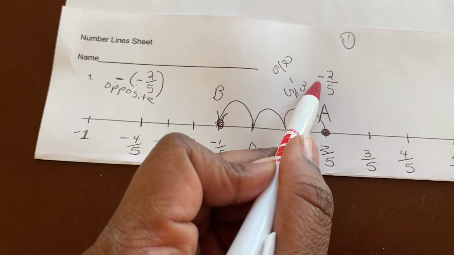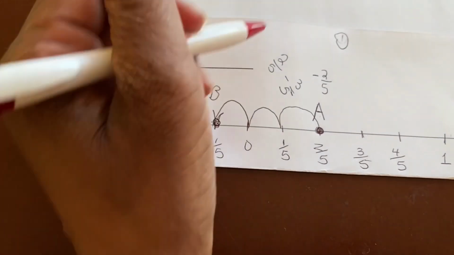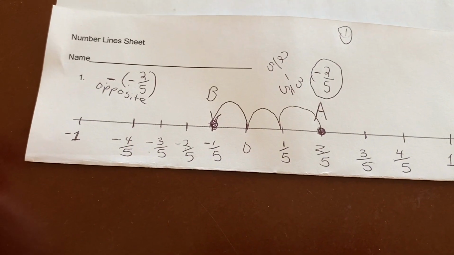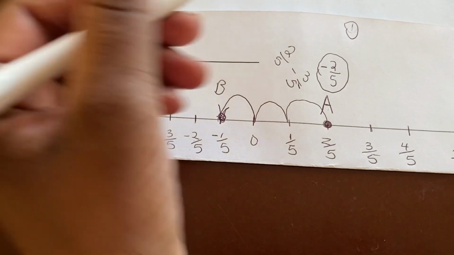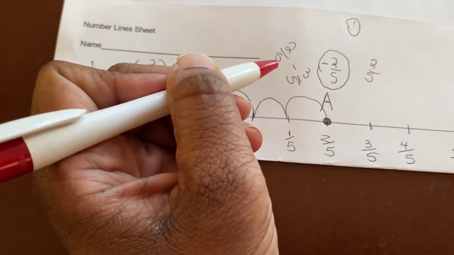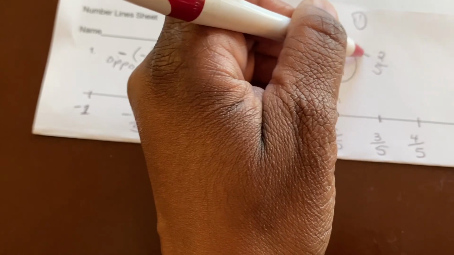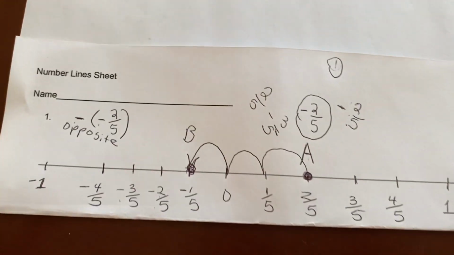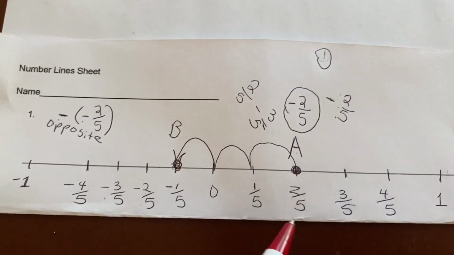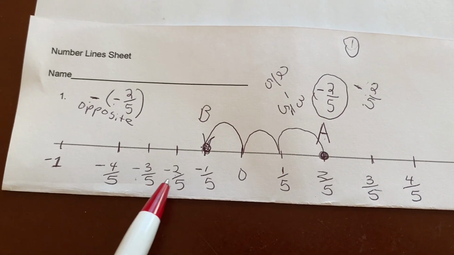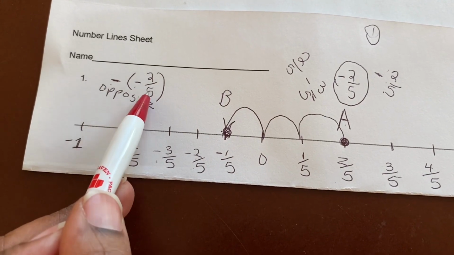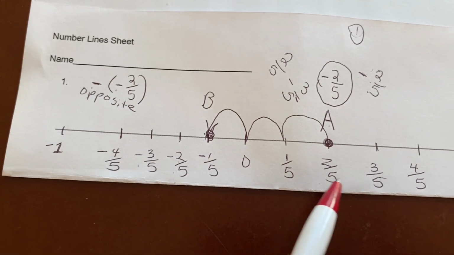What is the opposite of 2/5? If that means opposite, then the answer is -2/5. Okay? So the opposite of 2/5, if I'm talking and writing it out, the opposite of 2/5 is -2/5. The opposite of -2/5 is +2/5.